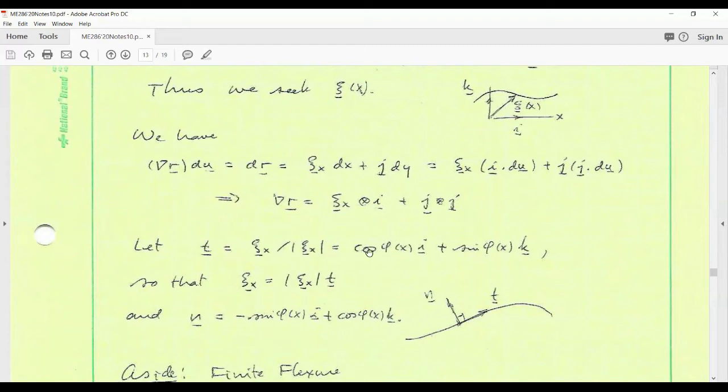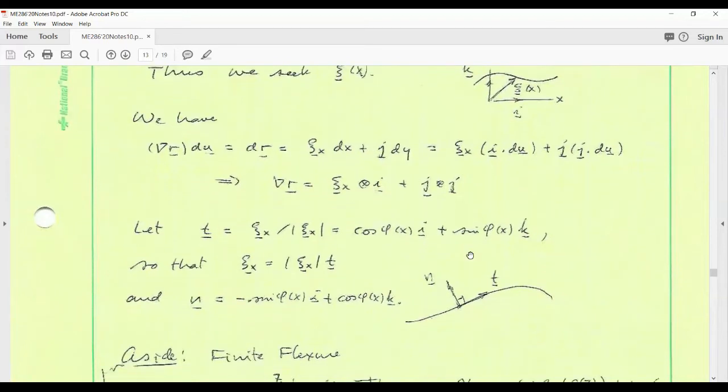Being a unit vector, we can describe it using an angle, let's say phi, and that will be some function of x because psi only depends on x. T is cosine phi i plus sine phi k. So phi is the angle made between T and the horizontal here. You could insert that if you want. This is the angle phi between horizontal and T. So ∂ξ/∂x is the norm of ∂ξ/∂x times T.